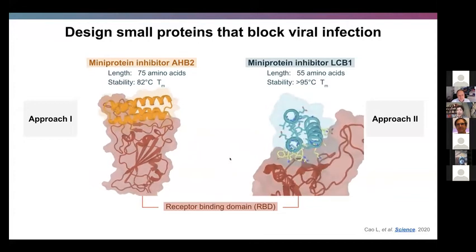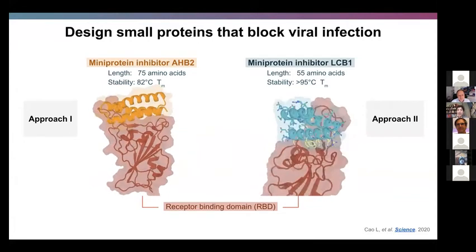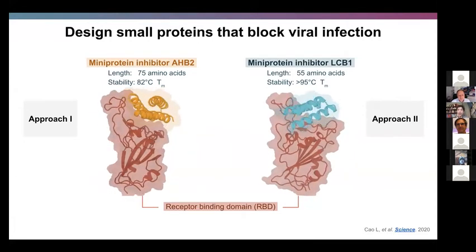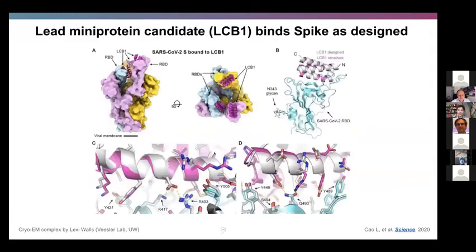We can encode up to 100,000 different designs in DNA and then test them all for binding against the virus. And we found a number of proteins which bind very tightly to the virus. So here is the electron microscopy structure of one of these.